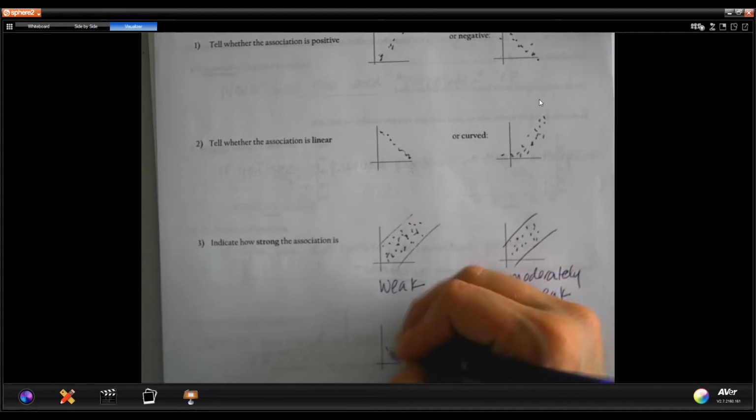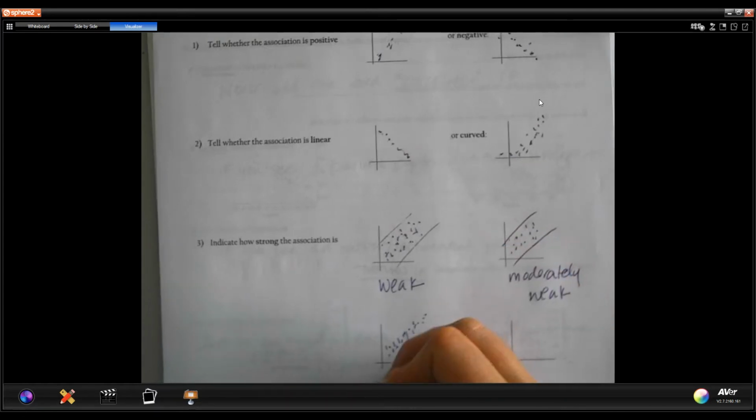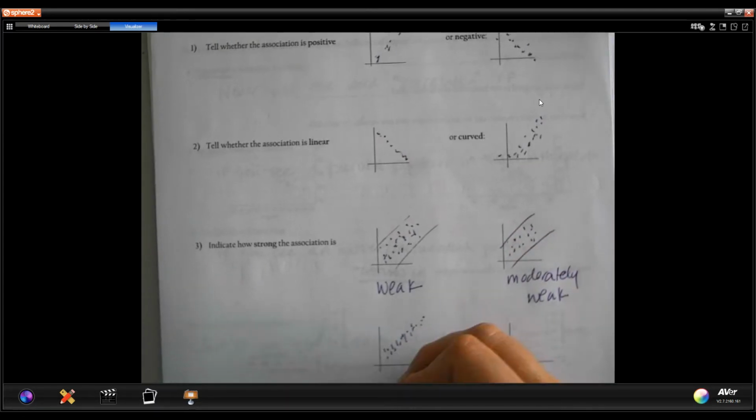And then the closer they get to a straight line or a pattern in general, I would say moderately strong. And then if it's super close knit there, I'm going to say a very strong association. Oops, not strong, strong. Okay. All right, so that's the whole idea: the closer it is to that pattern.